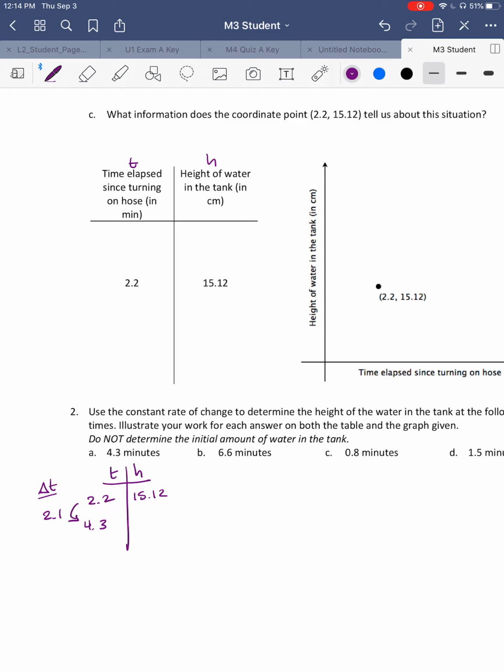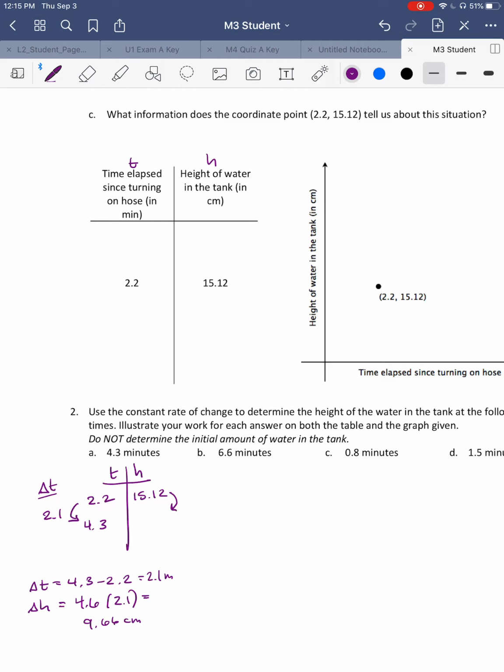So then we need to find that corresponding change in height. So my first step here, if I want to record my steps there. My second step is I want to find my corresponding change in height, and I'm going to do that by using my constant rate of change. I know for every minute that elapses, the height increases by 4.6 centimeters. So if 2.1 minutes elapses, my height is going to increase by 4.6 times 2.1, which is 9.66 centimeters. Sorry, I'll finish my labeling. So that is my change in height.